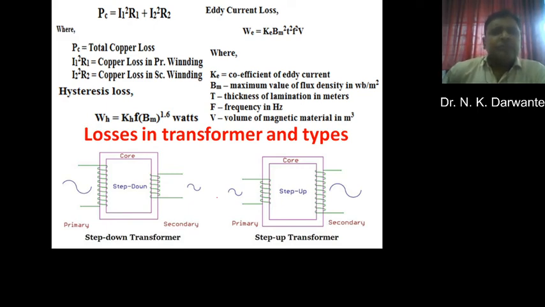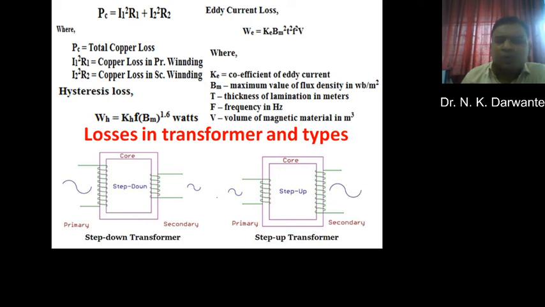Then hysteresis losses are due to the resonance presence in the winding because of the previous voltages as well as the current, and hysteresis loss is given by WH equals KH F into Bm raised to 1.6, where K is the coefficient of eddy current, Bm is the maximum value of flux density in Weber per meter square, T is the thickness of lamination in meters, F is the frequency in hertz, V is the volume of magnetic material in meter cube. Now, losses in the transformers and types.